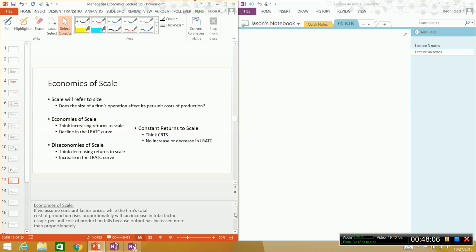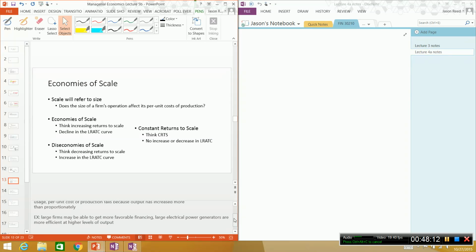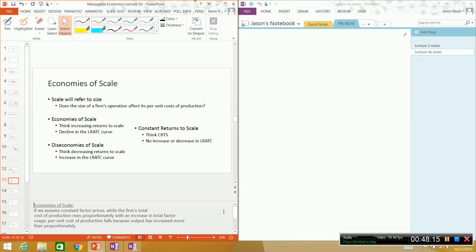And so we use this definition and this idea to look at diseconomies of scale in the same way. So diseconomies of scale relates to us that per unit costs of production is going to rise, and therefore long run average total cost will rise as well. So we want to think here decreasing returns to scale. And when there's no change in our average cost function, that's due to there being no change in the proportionality between output and inputs. So that is our constant returns to scale measurement right there.